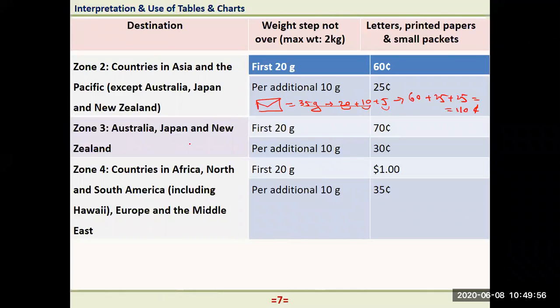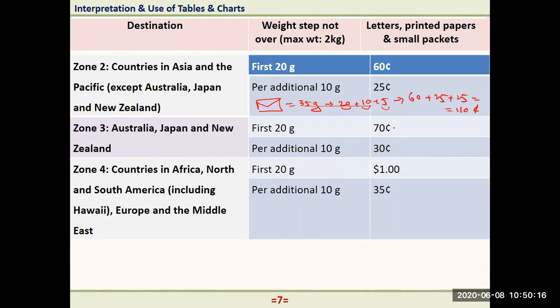Zone 2, Australia, Japan, and New Zealand, first 20 kg, 70. For additional 10 kg, 30. Similar thing, right? If it is, for example, 15 grams, you pay 70, 19 grams, 70, 20 grams, 70. How about if you have 25 grams? It just splits into two.